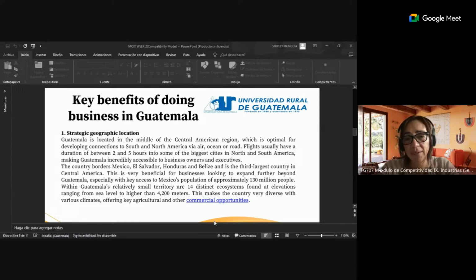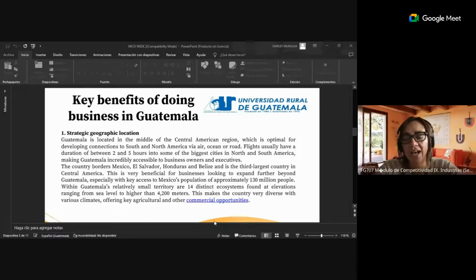This is approximately 130 million people, within Guatemala's relatively small territory. Our 14 ecosystems are found at elevations ranging from sea level to higher than 4,200 meters. Imagine that. This makes our country very diverse. So we have different cultures, different types of traditions, and these various climates that we have. We have hot, really hot, and really cold weather in our country all year long. This is offering a special key for agriculture and other commercial opportunities.